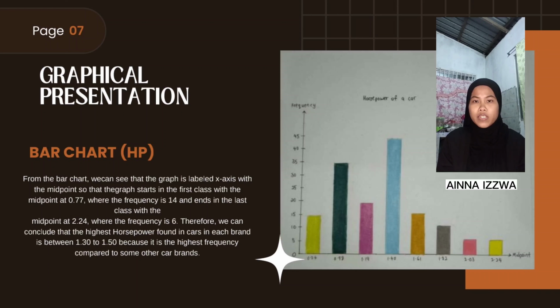I would like to continue this presentation, which is the bar chart for horsepower. From the bar chart, we can see that the graph is labeled on the x-axis with the midpoint, so that the graph starts in the first class with the midpoint at 0.77, where the frequency is 14, and ends in the last class with the midpoint 2.24, where the frequency is 6. Therefore, we can conclude that the highest horsepower found in cars in each brand is between 1.30 to 1.50 because it is the highest frequency compared to other car brands.